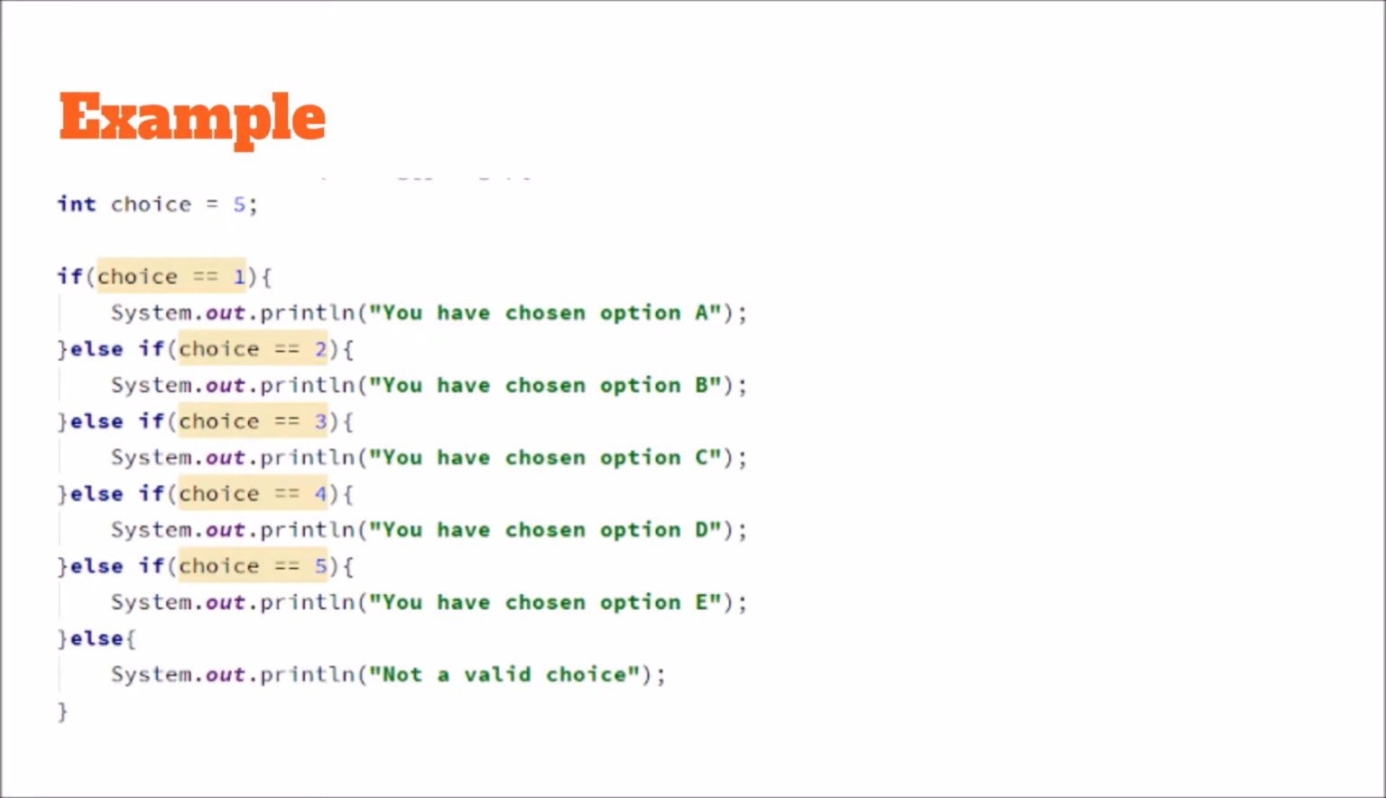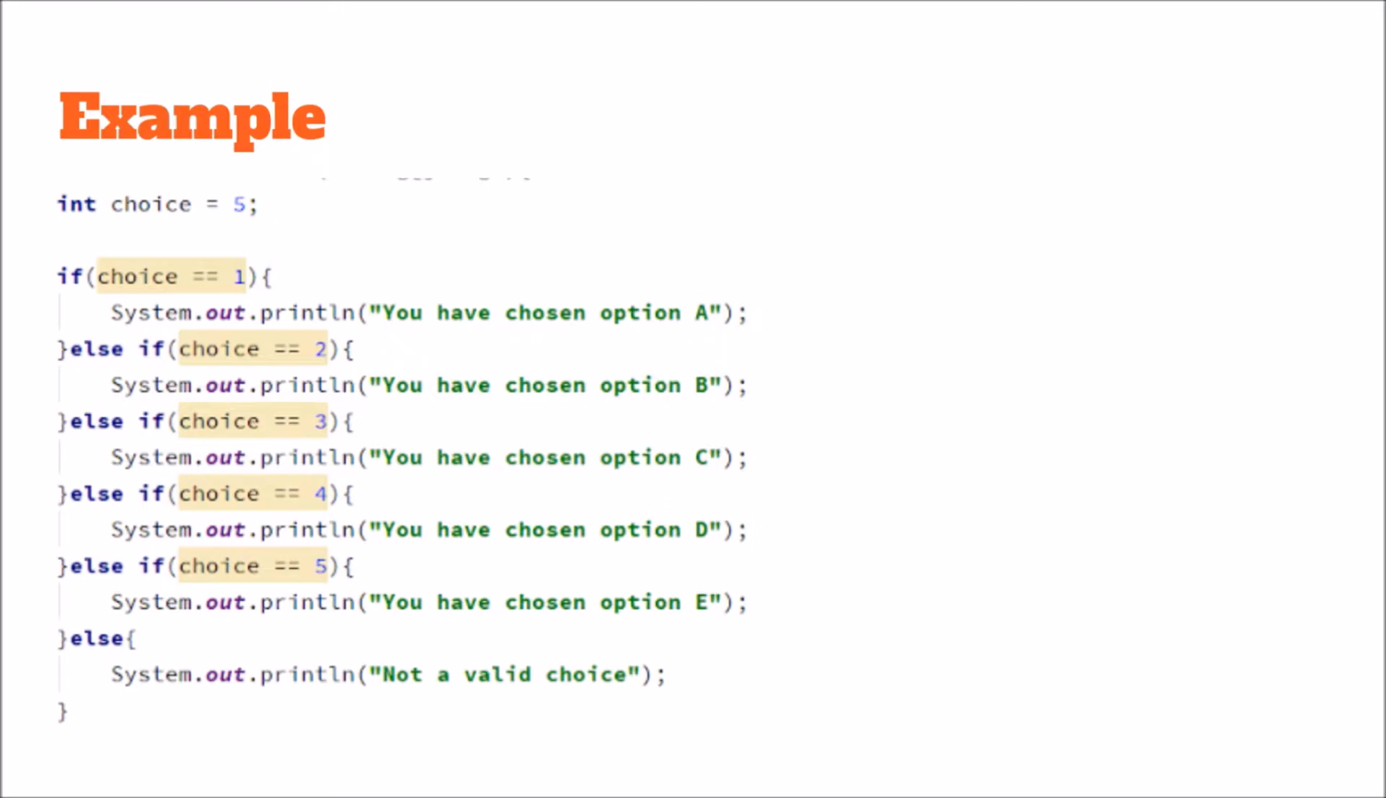Now here we have an example of an if statement. So we have a choice, a variable choice, and then you want to print out what that choice says. So if the choice is 1, then you're going to say option A. If the choice is 2, then option B. If choice is 3, then option C, etc. And if it's not one of these 5 choices, then you're going to say not a valid choice.